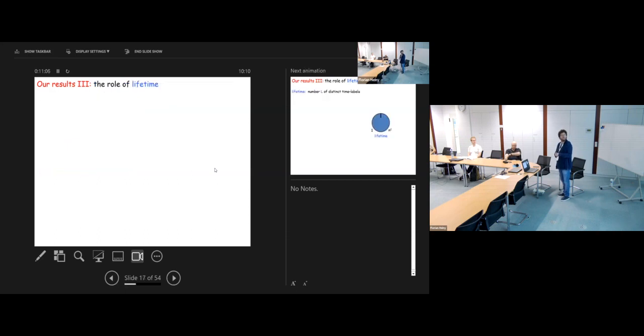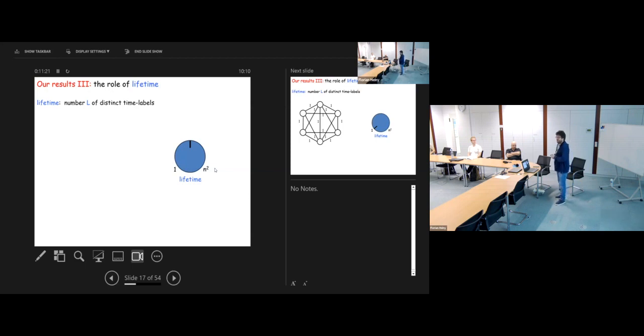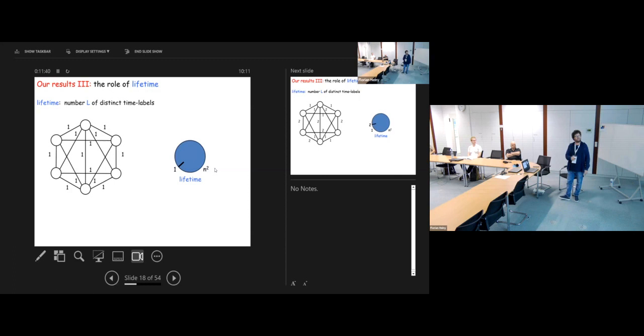The last bunch of results concerns the role of lifetime. What is the lifetime? The lifetime is a parameter, I call it L, that is the number of distinct time labels in the graph. And this is a parameter ranging from 1 to roughly n squared. I like this parameter because it's like a knob that controls how temporal your temporal graph is. For instance, when you have lifetime 1, essentially you have a static graph, and every path is temporal.